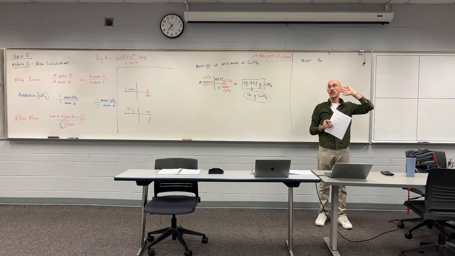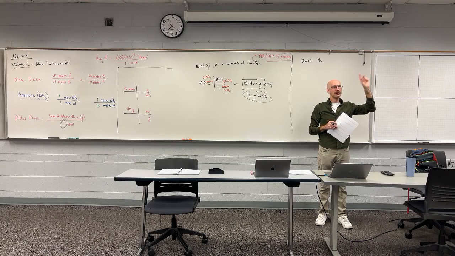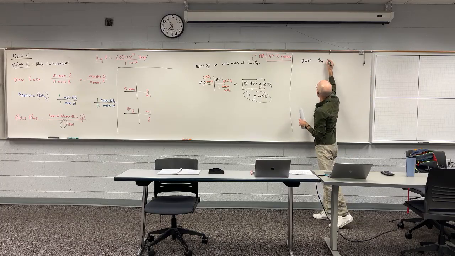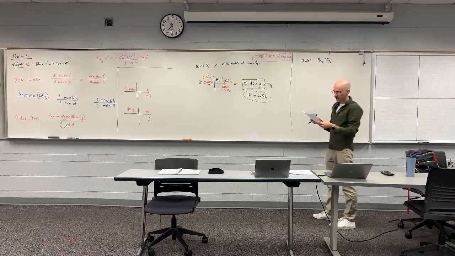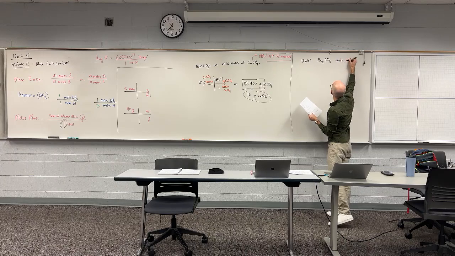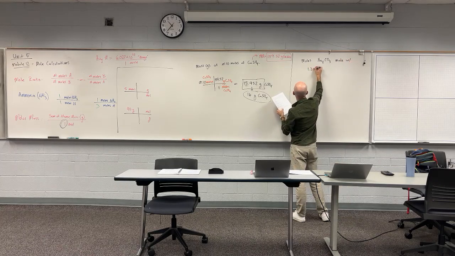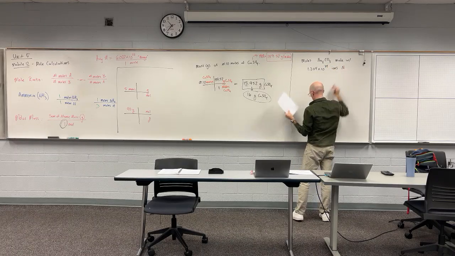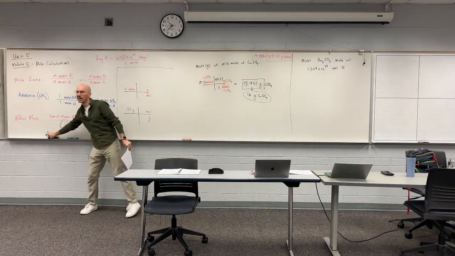CO3 2 minus. That makes this an ionic compound. So how many sodiums to balance a carbonate? 2 Na plus to balance 1 CO3 2 minus. Na2CO3. So how many moles of sodium carbonate can be made with 1.204 times 10 to the 24 ions of sodium? I'm just going to write that as Na plus.